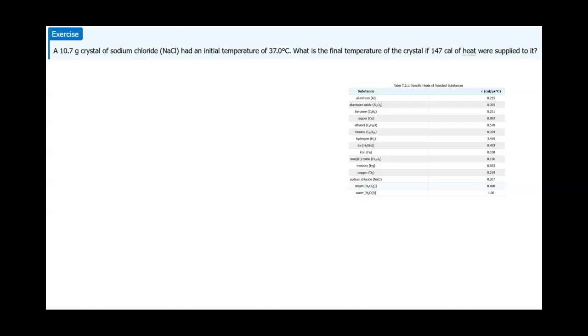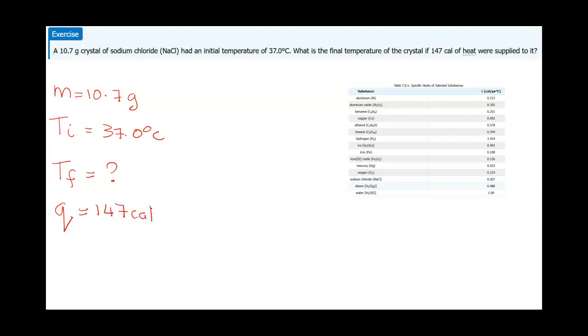Okay. This is an interesting one. It says a 10.7 gram crystal of sodium chloride, so mass is 10.7 grams, had an initial temperature of 37 degrees Celsius, so T initial is 37 degrees Celsius. What is the final temperature? So T final equals what we're trying to find. If 147 calories of heat were supplied to it. So Q is positive 147 calories.